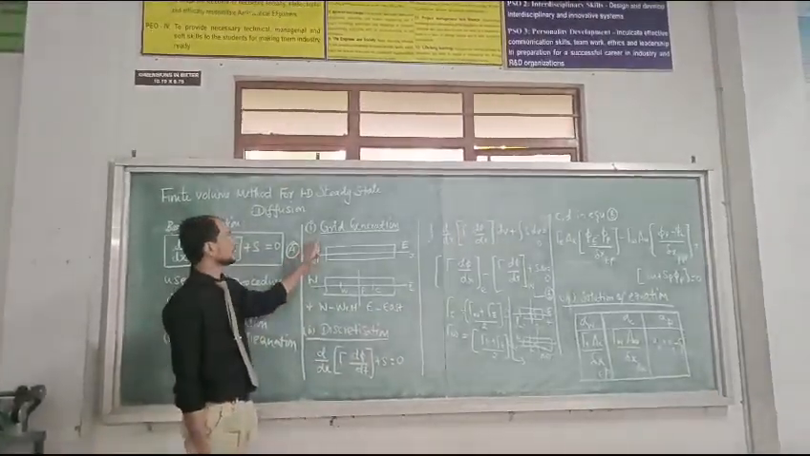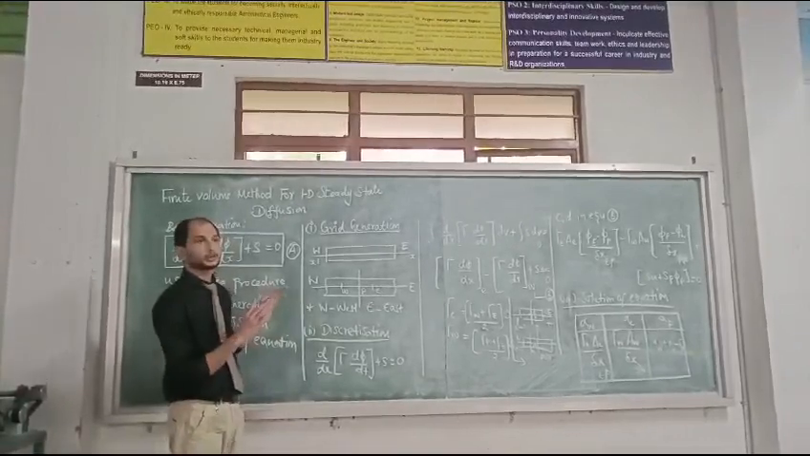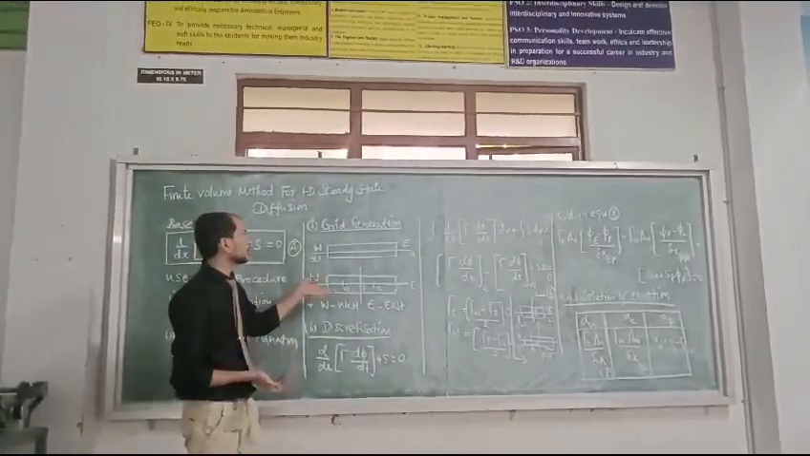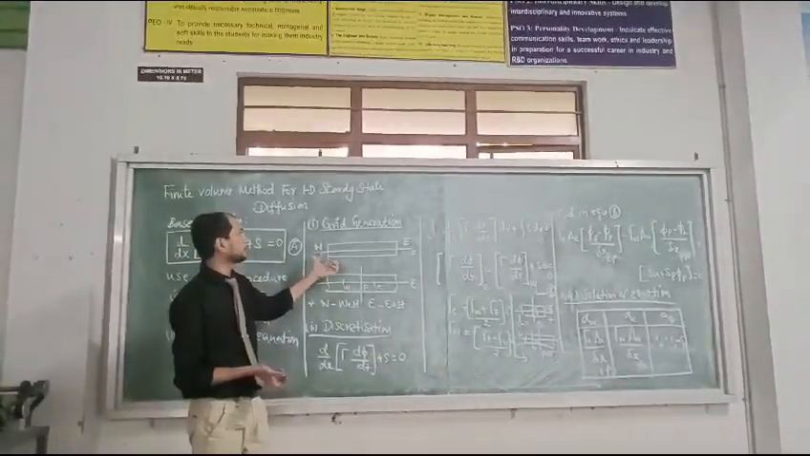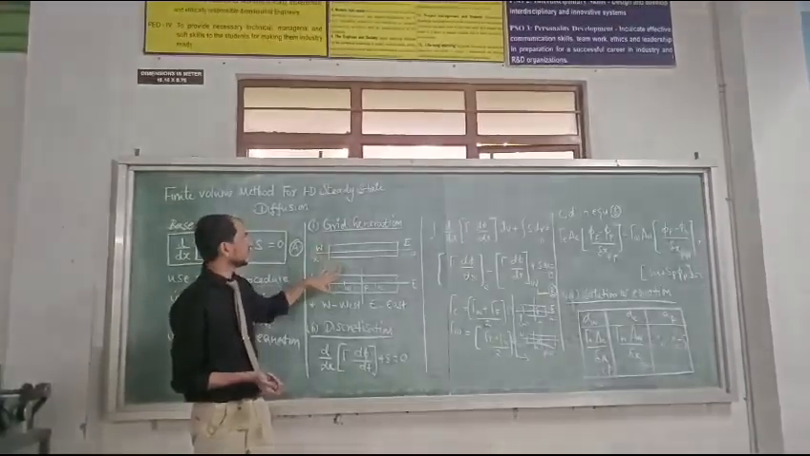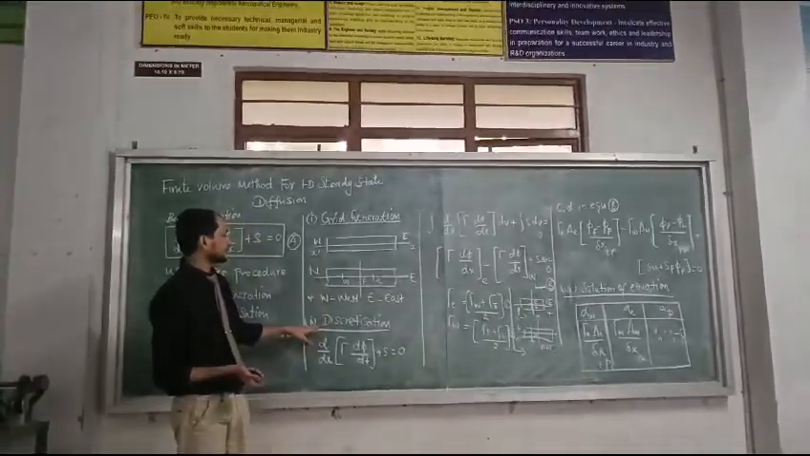Why do we need grid generation? We can't calculate a general equation with respect to a single component, so we divide the domain into a number of components. These components are considered as control volumes and control surfaces, and based on that we do the grid generation. The second step is discretization.